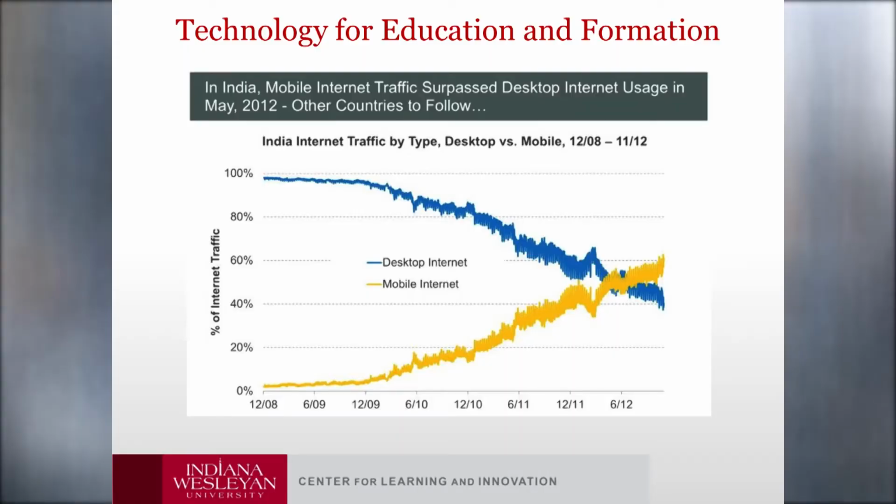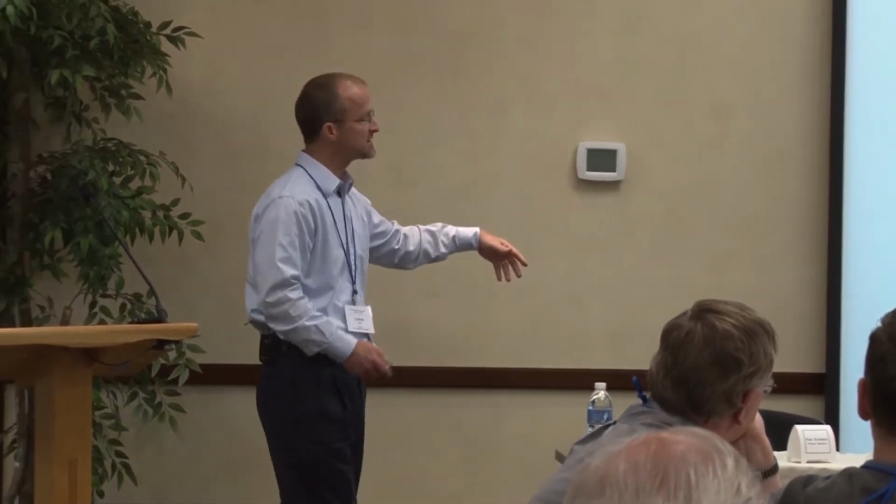This is another one that's kind of fascinating. When you think about mobility, in India, they are surpassing their computer access to the internet with mobile device access to the internet. So there are literally more people surfing the web on a mobile device than on a desktop or laptop. That's significant from a bandwidth delivery standpoint, all those kinds of things.